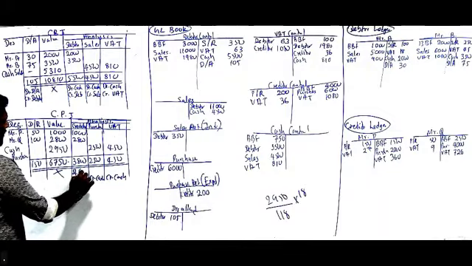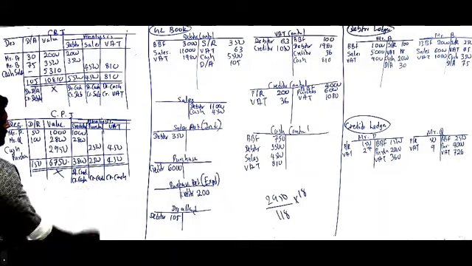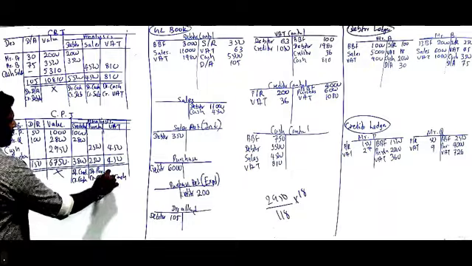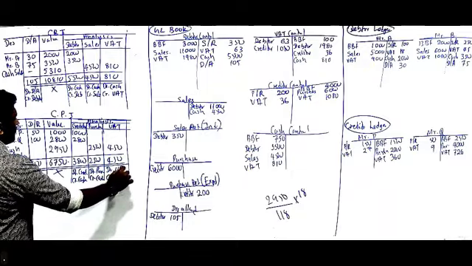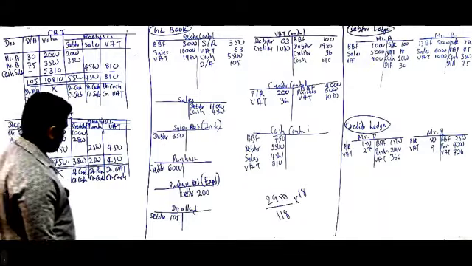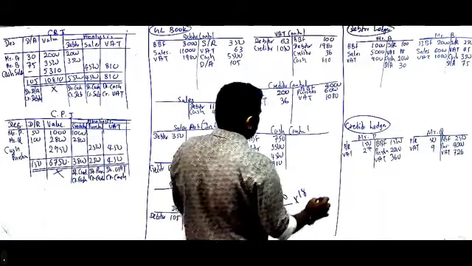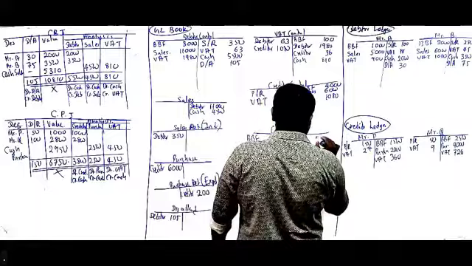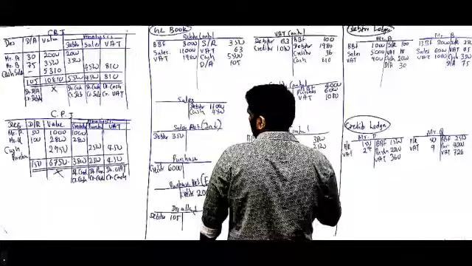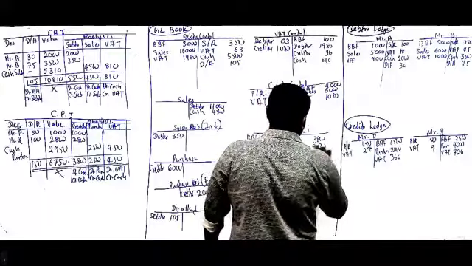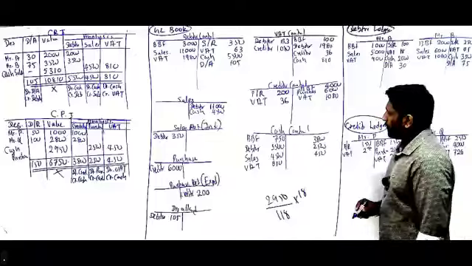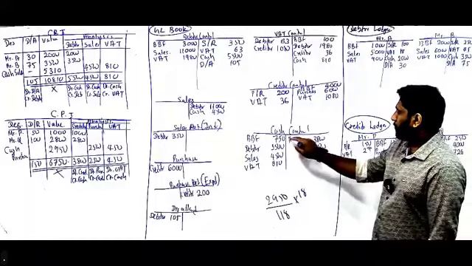Here, debit the creditor. Here, debit the purchase. Here, debit the VAT. Everything is a cash payment. 3,800, 2,500, and 450. Purchase.